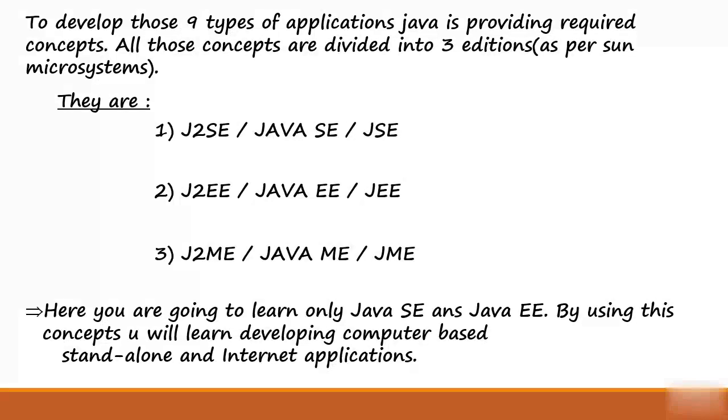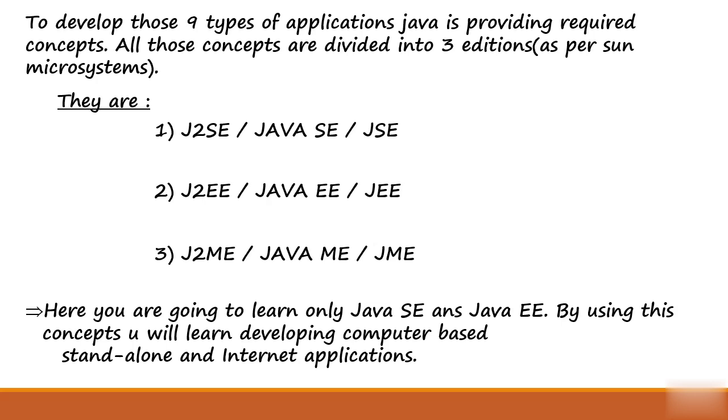So these are the three editions given by Sun Microsystems. Mainly Java SE is for standalone applications. Java SE contains concepts, syntax, APIs related to core Java concepts. Java EE is nothing but Java Enterprise Edition.